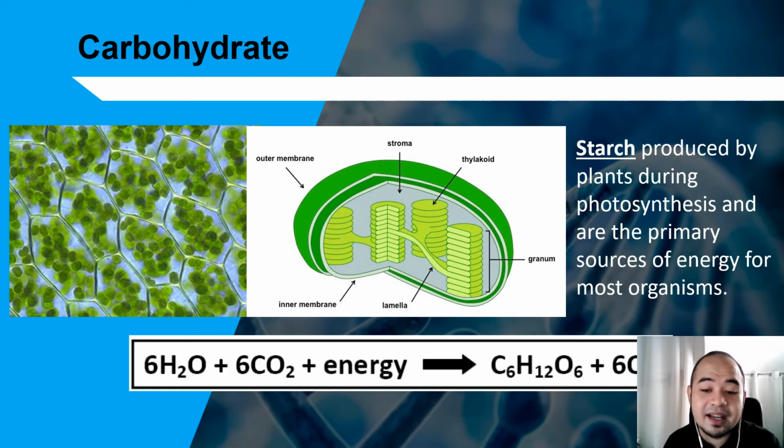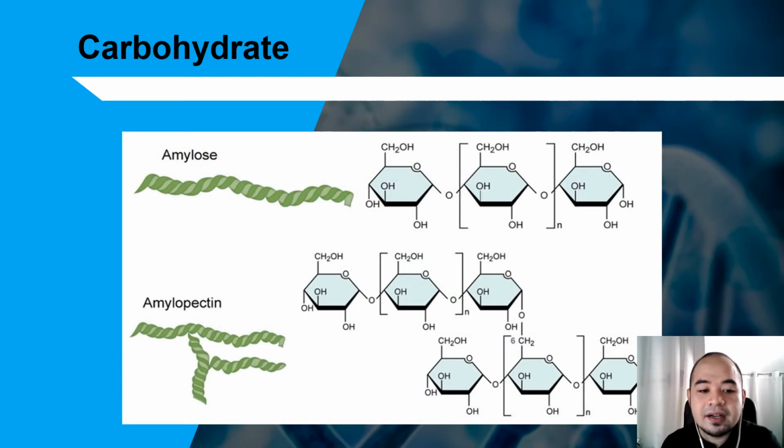Speaking of polysaccharide, our first example is starch. Starch is produced by plants during photosynthesis and are the primary sources of energy for most organisms. And is this equation familiar to you? This is the equation for photosynthesis. Anong tawag nila dito? Sabi nila, it's the sugar, C6H12O6. Anong ratio? 1:2:1. Carbohydrate.